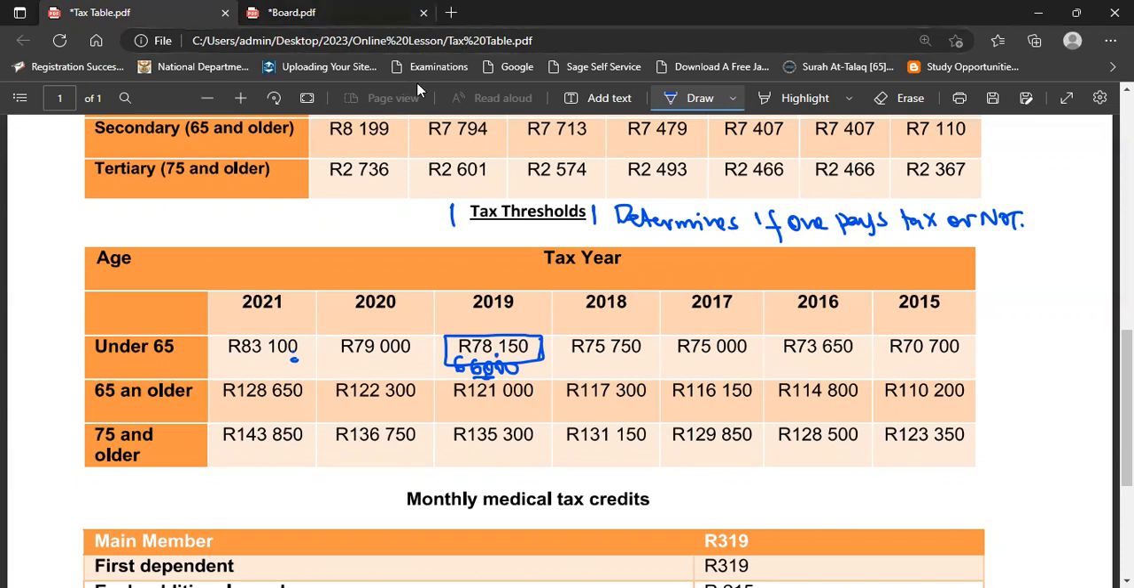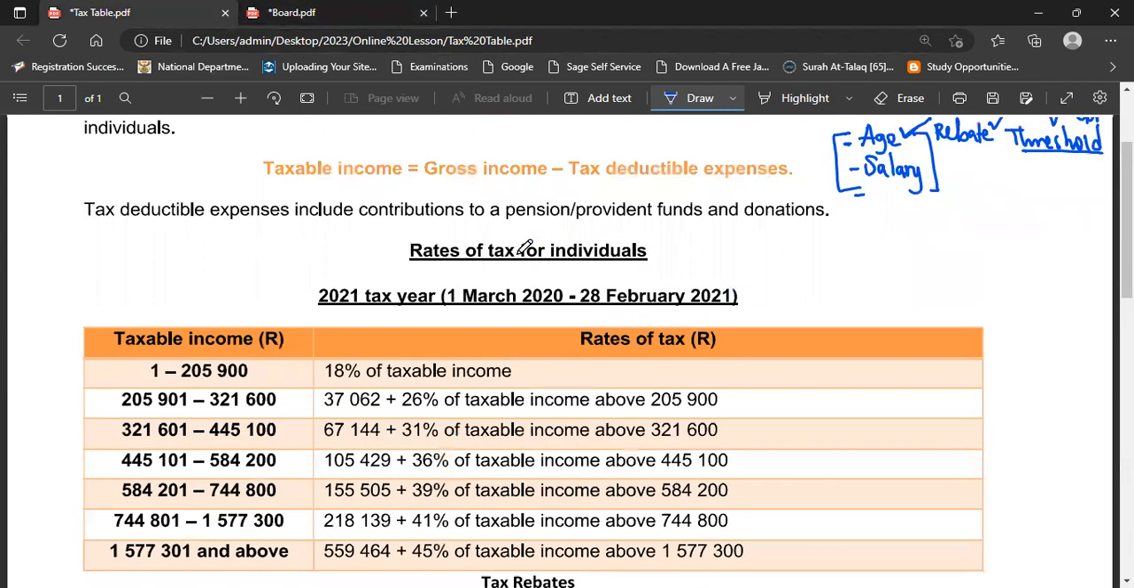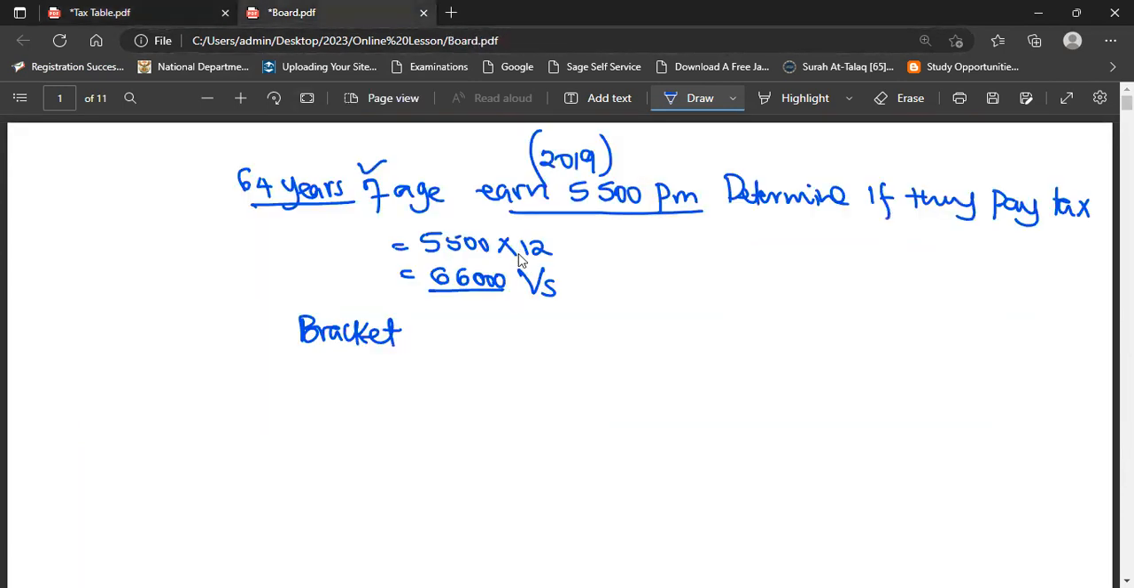How do you prove that? We ask ourselves, which bracket does the person belong to? Let's find out now. When I talk of which bracket, I'm looking at this table here. So definitely the person belongs to bracket number 1. Are we there? So we shall say 18% times 66,000. So the person has this much.